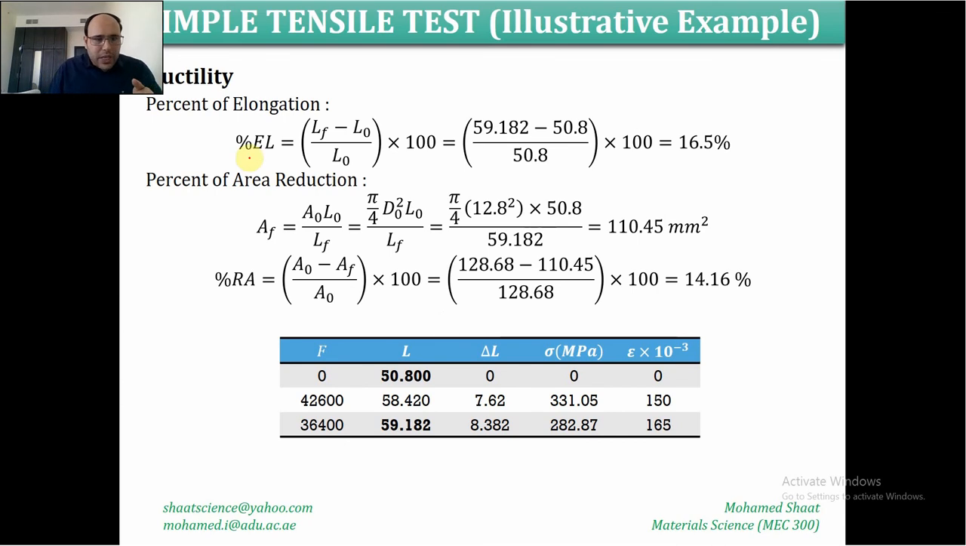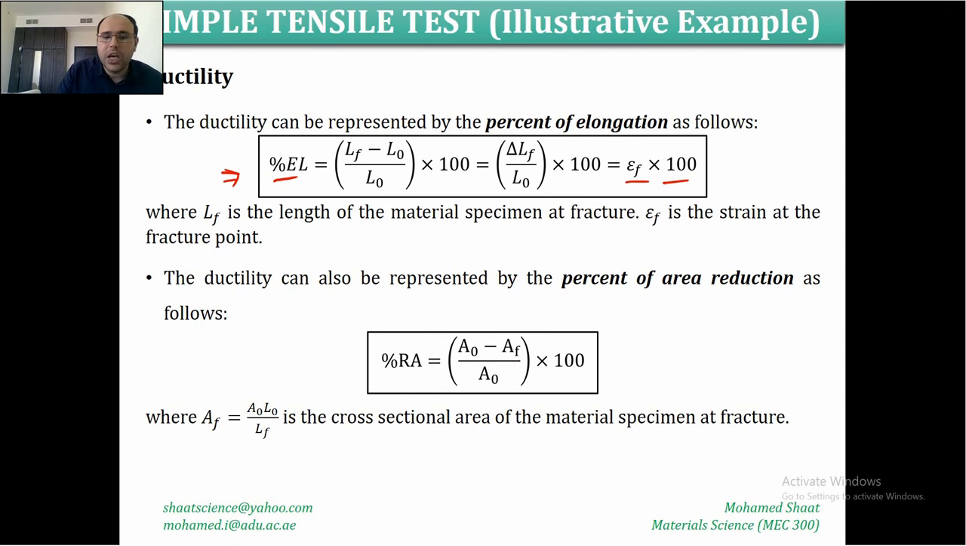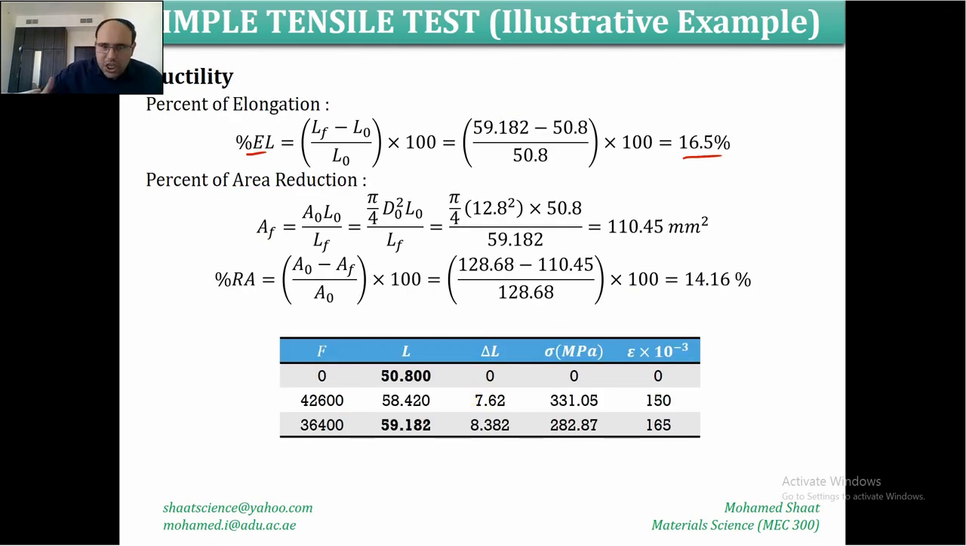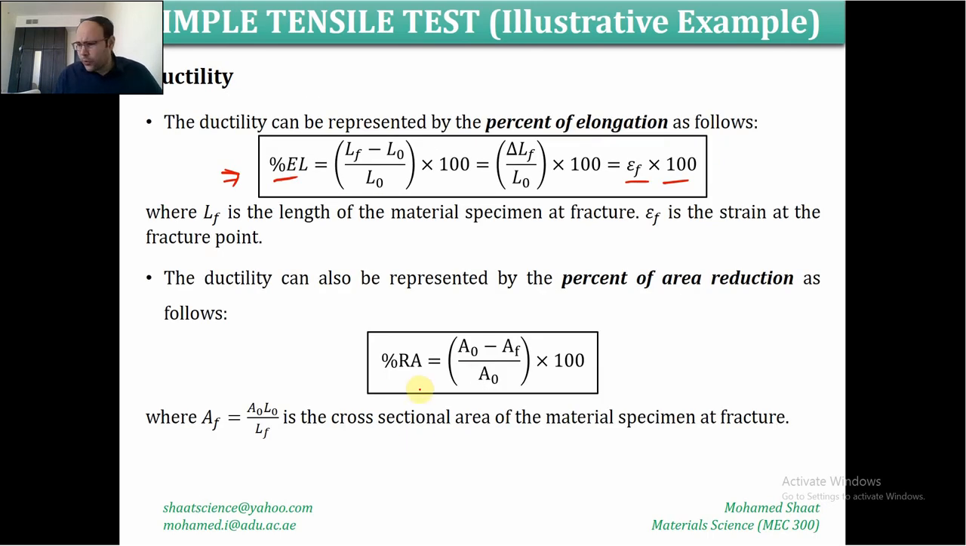So this is the calculation based on the elongation: L at fracture minus the original length over L0, which gives us the 16.5% as I mentioned. Also, we can calculate it based on the percent of reduction in the cross-sectional area, which gives an approximate value or indication of the ductility of the material. So the percent of reduction is the original area minus the final area, or the area at fracture, divided by the original area times 100. How much is the original area? We already calculated it by pi over 4 d0 squared, where d0 is the original diameter of the material.